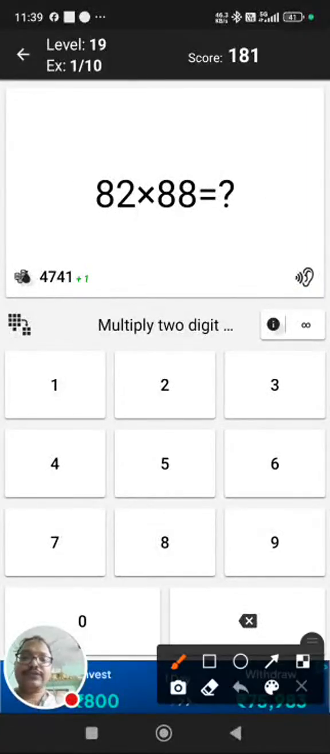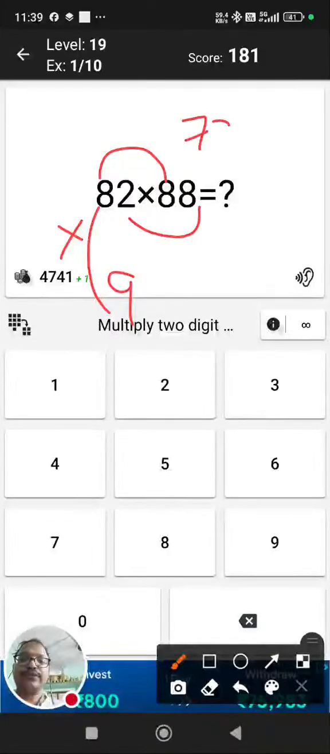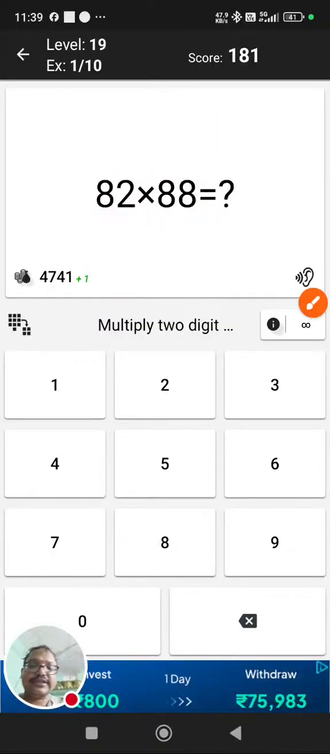Here again we see sum of the unit digits is 10 and here we have same tens place. So the next number of 8 which will be 9. 8 9 times 70 and 8 2 times which will be 16. So we get a 7216.